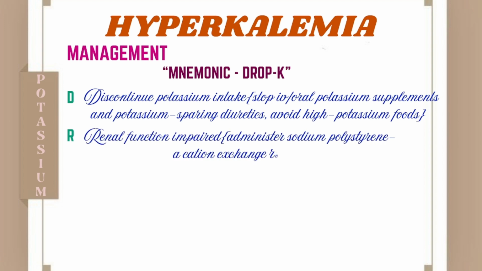R, if renal function is impaired, administer sodium polystyrene, a cation exchange resin. Sodium polystyrene is a cation exchange resin, and the work of this is that it binds with potassium and excretes potassium. So if renal function is impaired, meaning kidneys are not able to excrete potassium, then we can administer sodium polystyrene, because sodium polystyrene will bind with potassium and will help to excrete the potassium. So this is a cation exchange resin that can be used in the management of hyperkalemia.